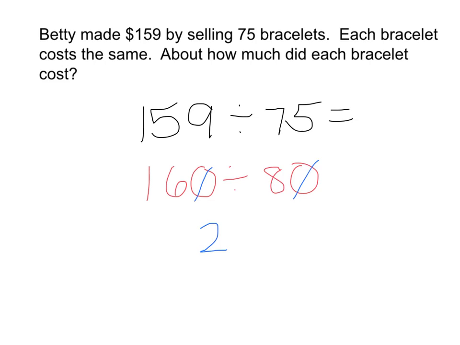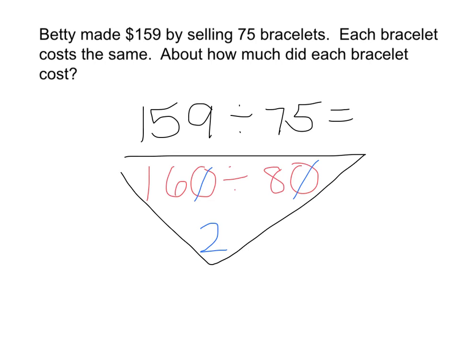Okay? The way I'm going to check for my reasonableness is by using a triangle. See this triangle? So in this triangle, I'm going to check that 2 times 80 is 160. And it is, because 2 times 8 is 16 plus the 0 is 160. So I found my answer, and I check my reasonableness.